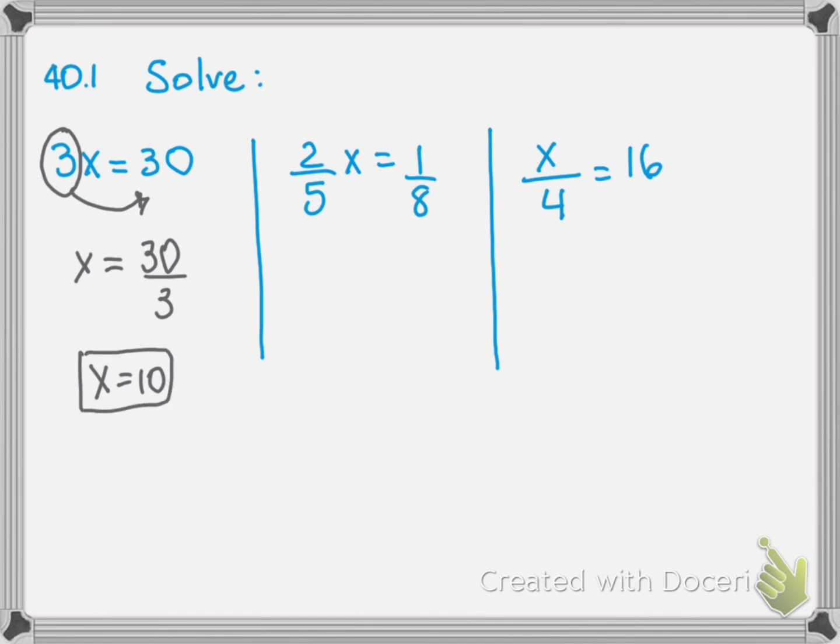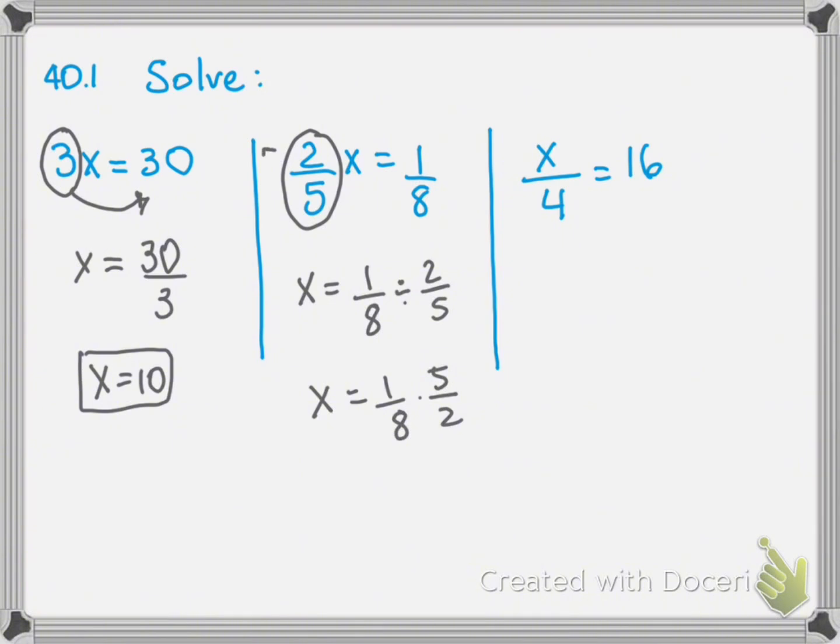Now remember, you can always check your answer. And so if I substitute 10 here, 3 times 10 is 30, and the equation is true. In the next one, we have 2/5 multiplying the x. So what we need to do is pass it to divide. But remember that when we divide, we multiply by the reciprocal. And that's what we're doing.